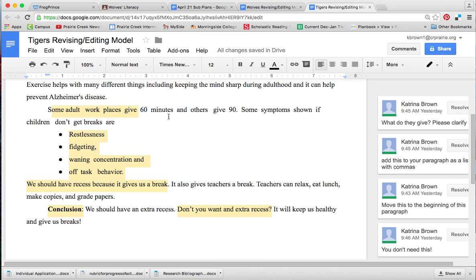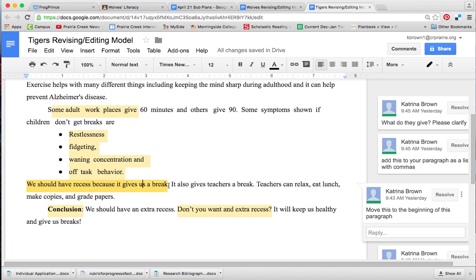Some adult workplaces give 60 minutes and others give 90. Well, this person is saying, what do they give? In my mind, I know that they give breaks. But as I look at this sentence, I realize I didn't say that I'm giving them breaks. In fact, as I look down here, they made the suggestion that maybe I should move this to the beginning of the paragraph, and I think they're right.